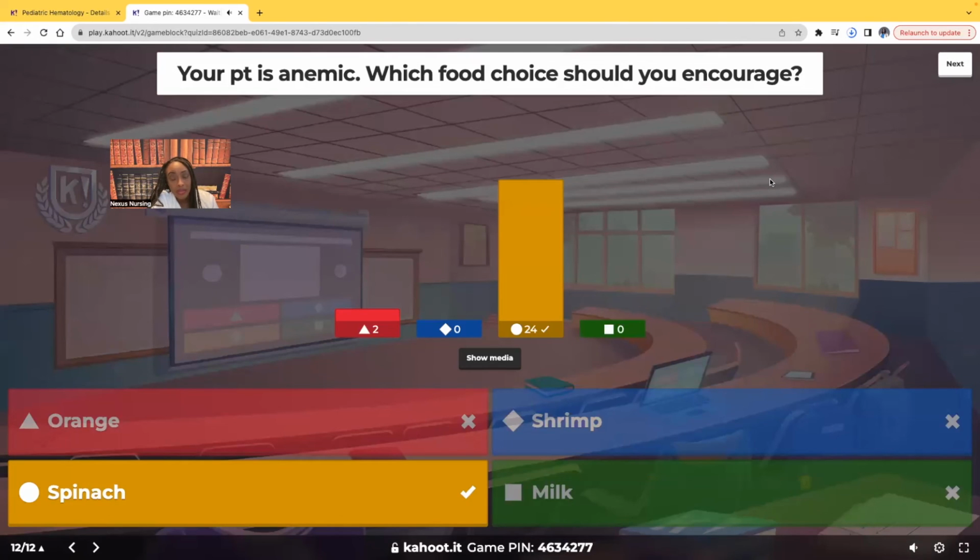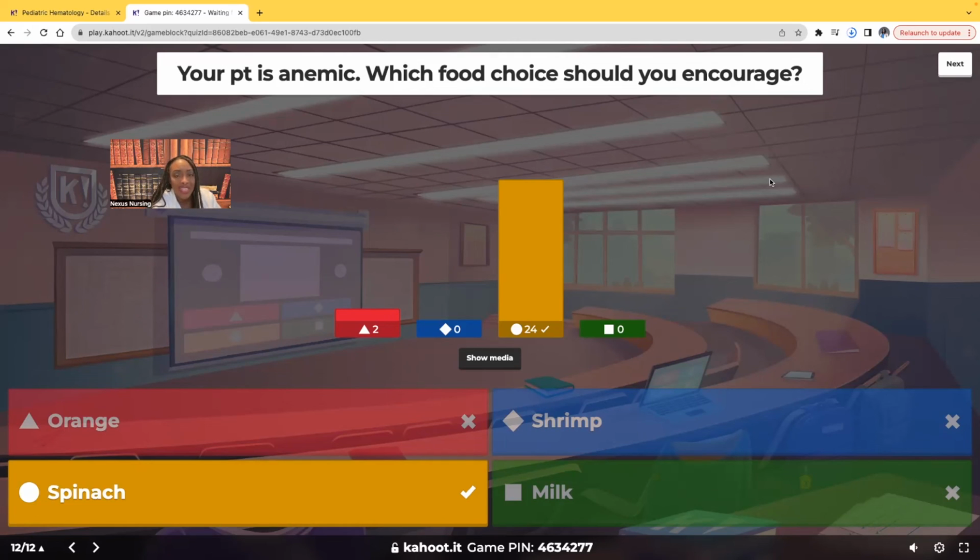Very good, spinach. Spinach is very high in iron. So you would encourage green leafy veggies because green leafy veggies tend to be high in iron, such as spinach. Now, two of you guys chose orange, and I'm assuming you chose orange because I talked about vitamin C and how vitamin C, the ascorbic acid, helps you to absorb the iron. But if your patient's anemic and you have to choose between that vitamin C and the iron itself, why would you choose vitamin C? You can take as much vitamin C as you want, but if you don't have the iron, it's not going to be absorbed.